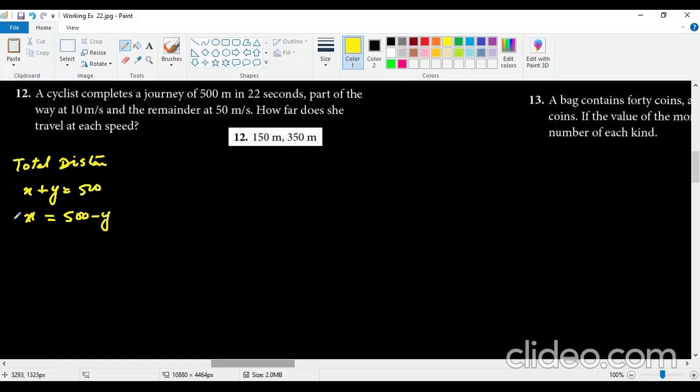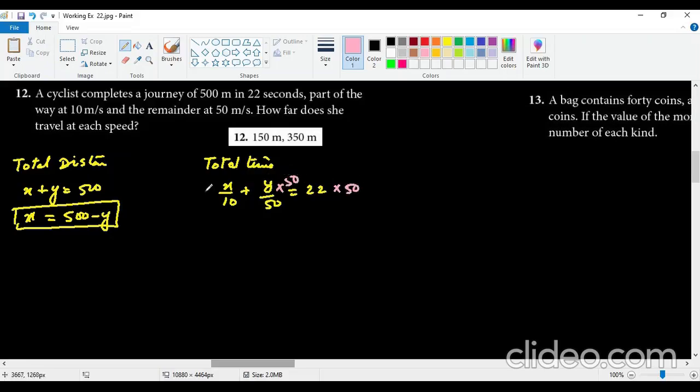Now I will use the total time. Total time, you can write x over 10 plus y over 50 is equal to 22. This is the total time taken. Now I will multiply the whole thing by 50 because 50 is the LCM of 10 and 50. So multiply by 50, multiply by 50, and multiply by 50. So the equation becomes 5x plus y equals 1100.